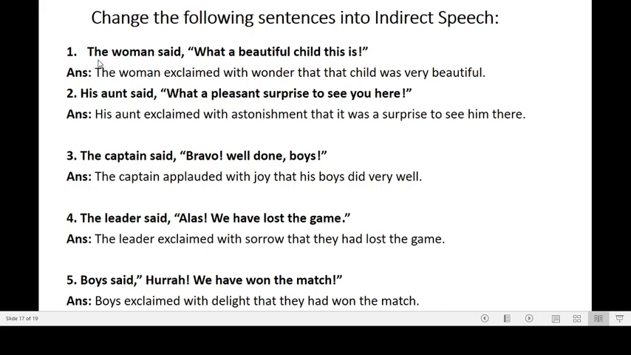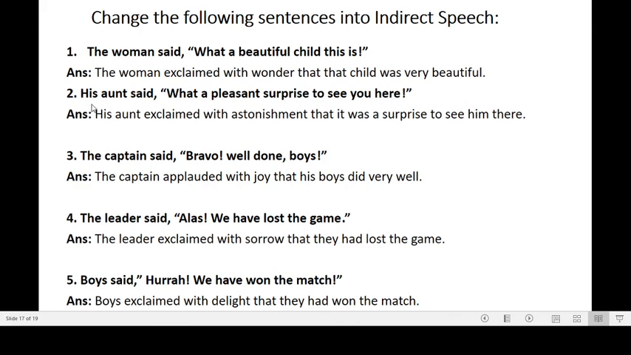The first one we'll discuss. The woman said, "What a beautiful child this is." So she is expressing her wonder. So we should say the woman exclaimed with wonder that, okay, this will be changed into that. So the woman exclaimed with wonder that the child was very beautiful.